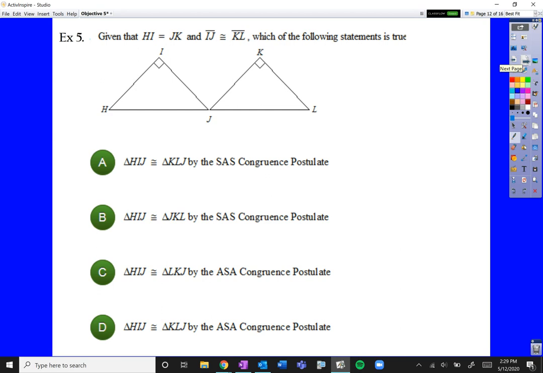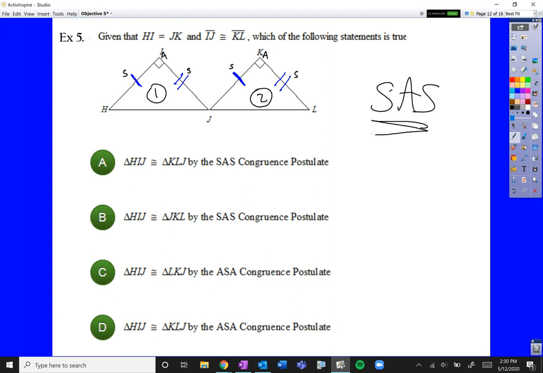Okay, given that HI, so I'm going to put a mark on HI, is equal to JK, and IJ, which is here, is congruent to KL, which is there, which of the following is true? Okay, so let's think about what we're given. Here's the first triangle, here's the second triangle. We have a side, we're given a right angle and another side, and then we have a side, we're given a right angle and another side. So it looks like we are using side, angle, side with the angle in the middle. So we can eliminate these options.